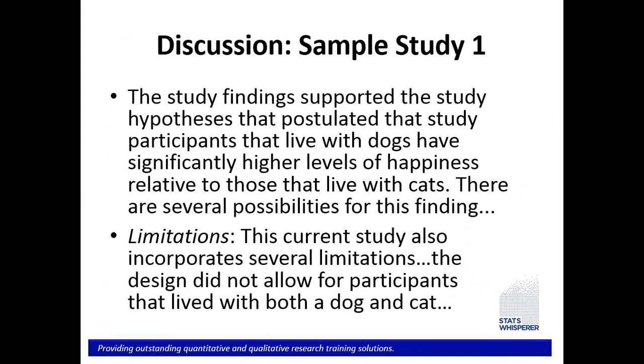Okay, so the discussion for sample study 1, we might say the study findings supported the study hypothesis that postulated that study participants that live with dogs have a significantly higher level of happiness relative to those that live with cats. There are several possibilities for this finding. And there we might discuss the stress of raising cats, or the lack of stress raising dogs, or whatever might be the case. And of course, what that would hold true.